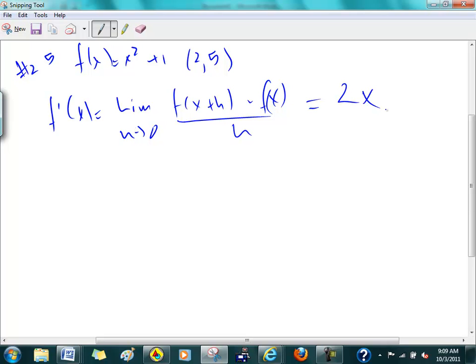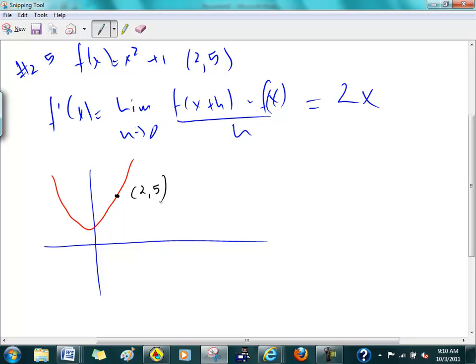Okay, so if you do the limit process, you should get 2x. Let's take a look at graphically what it's saying. You've got a graph that looks like this, x squared plus 1. You've got a point on it here, that's (2, 5). You want the equation of the tangent line to it. What's the slope of this tangent line from what I just did?